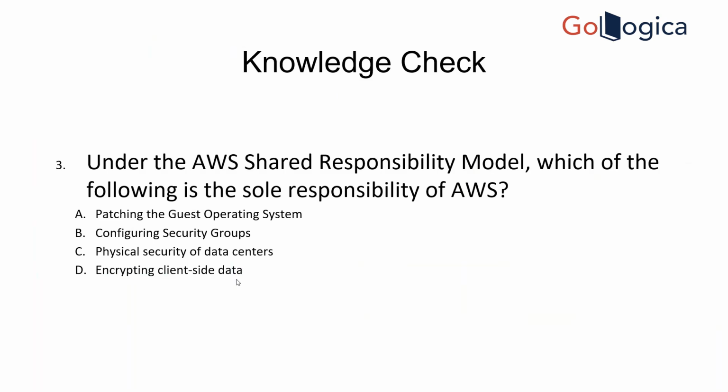Which of the following is AWS responsible for? Patching the guest OS depends on the type of model, maybe PaaS or SaaS. Configuring security groups: if you're using infrastructure as a service, you may need to configure your security group yourself. Physical security of the data center, C, is the main one for AWS, irrespective of the model we go for.